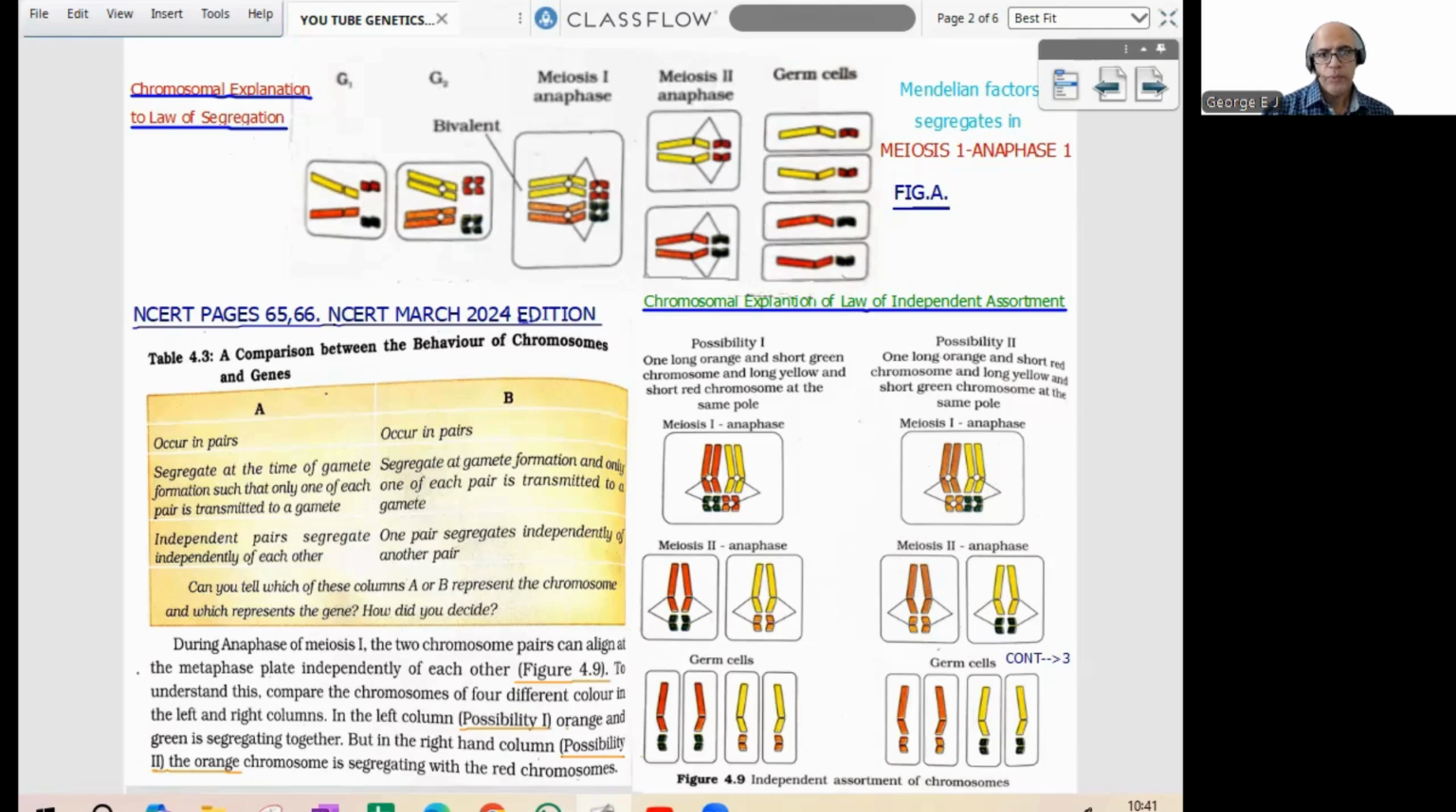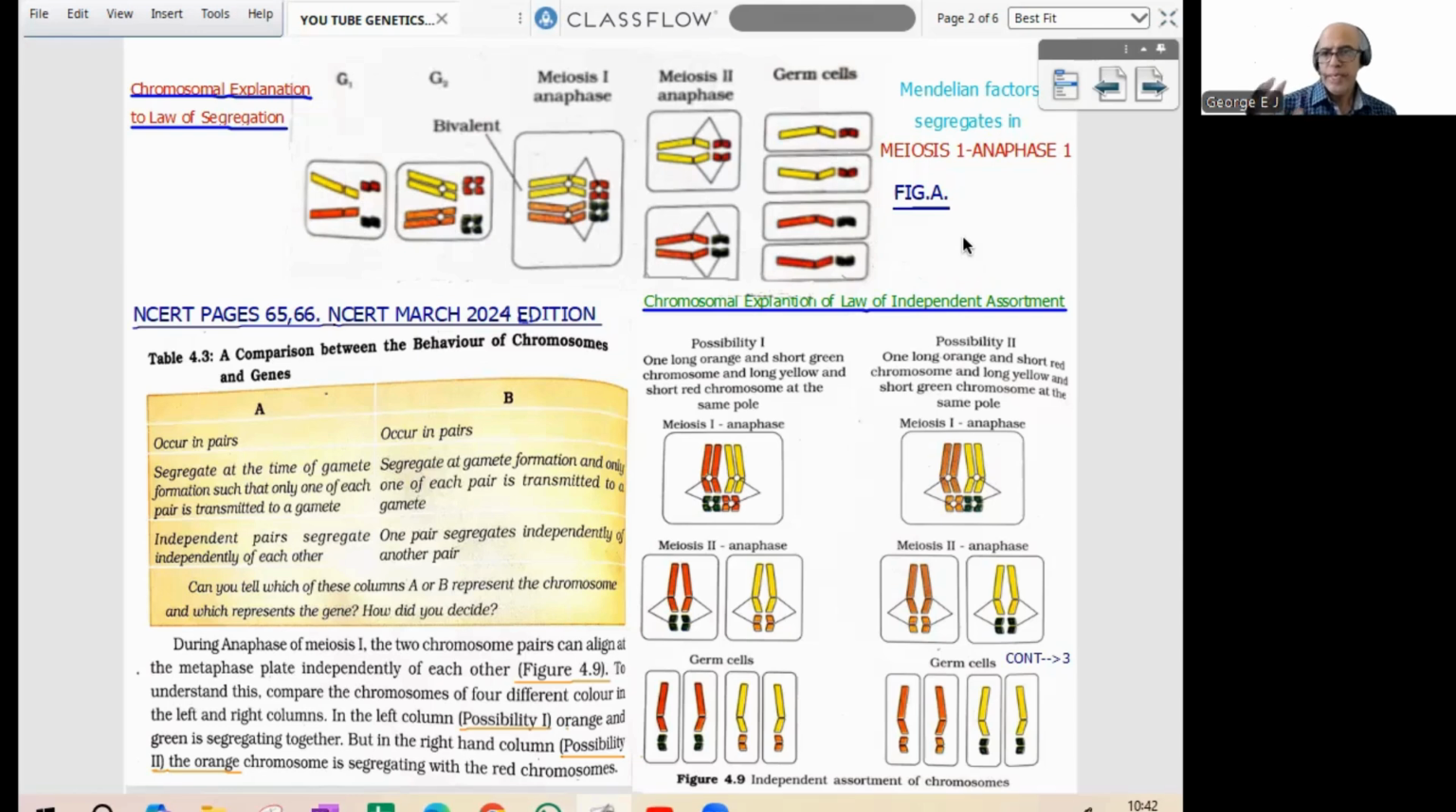Here you can find yellow, red, orange, green. After the space, then bivalents. In meiosis one anaphase, they will be separated. So the same: yellow, orange, yellow, orange, yellow, red, and orange, green. Here again they will be separated. So once again: yellow, red, orange, green. Hoping the colors are the same, because red and orange are slightly difficult in NCERT. So this may be orange, this may be red. They will be segregating, and when gametes are formed, yellow, red, and orange, green will be moving together.